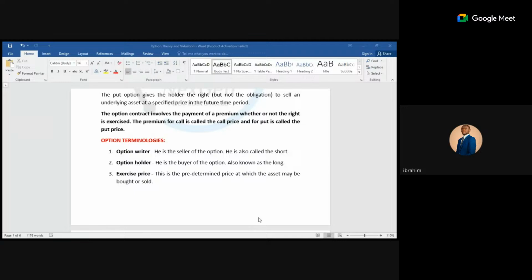This option premium, you have to pay whether you exercise your right or not. Once you enter into the contract, you have to pay an option premium, and that is what we call an option premium. The premium for a call is called the call price, and for puts it is called the put price. Whether you exercise your right in an option market or not, inasmuch as you enter into the option agreement, you must pay.